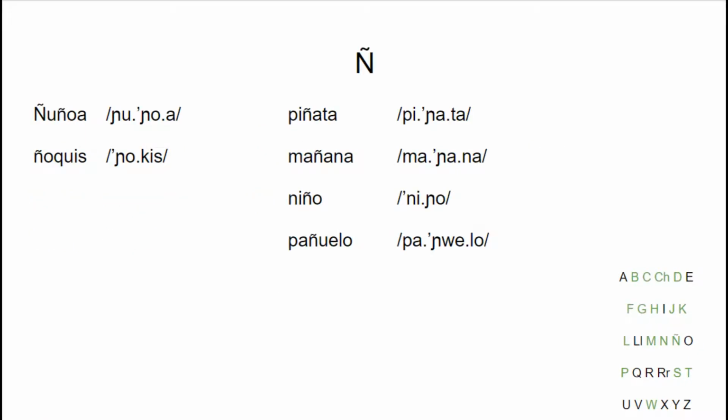Ñ is the only letter of the current Spanish alphabet that doesn't exist in the English alphabet. This is pronounced like a ñ sound, like an NY, ñ. You can see this in the words ñuñoa, ñoquis, piñata, mañana, niño, and pañuelo.